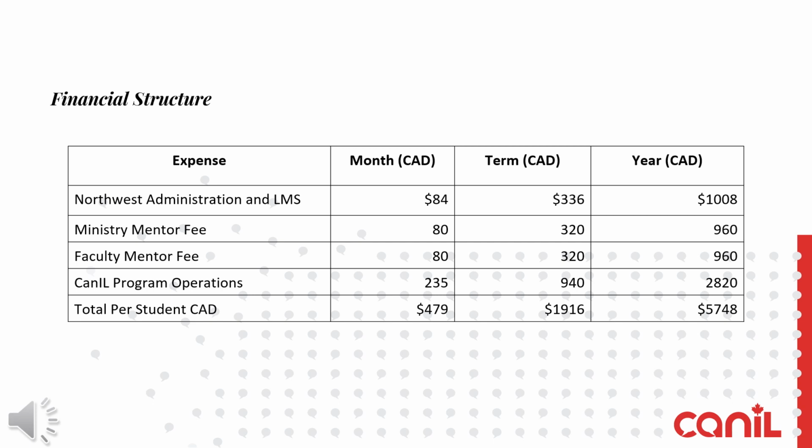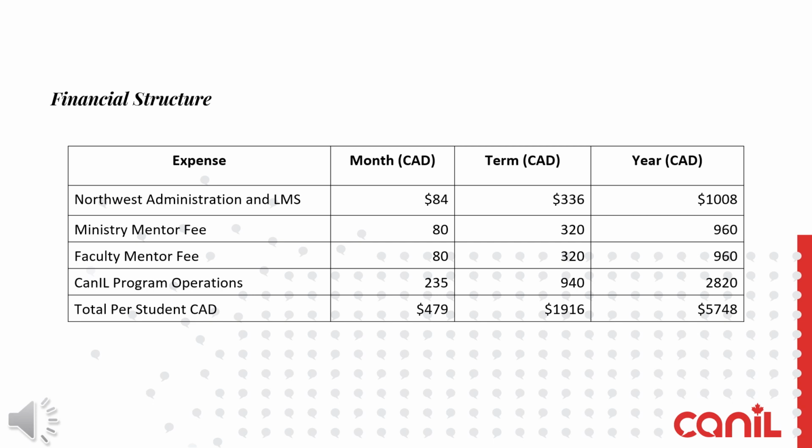Should you set up one of these programs? Here's a model as to how we deal with finances. Let's take a look at the year column here. The total cost of the program is $5,748 Canadian. The way we divide it up is our host institution, Northwest, runs the LMS system, the internet-based learning system that we use. They take about $1,000 for that. We send $960 of the tuition fee back to the field to help the ministry mentor.